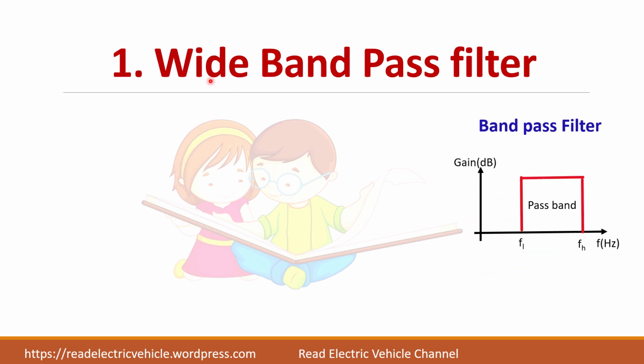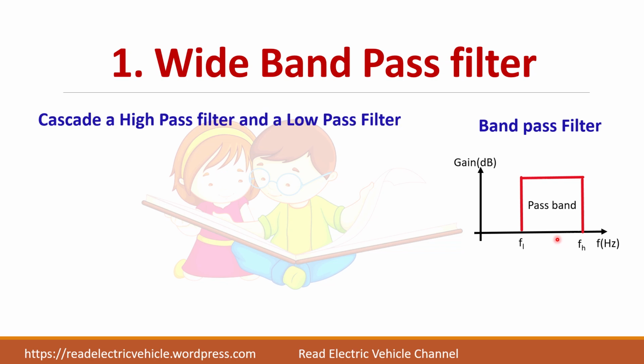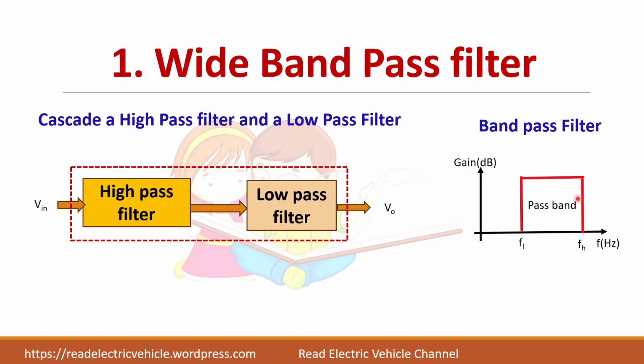Let us see about the wide bandpass filter. The bandpass filter will not allow low frequency components less than the lower cutoff frequency. Similarly, it will not allow higher frequency components above the upper cutoff frequency. So only a band of frequencies, or a range of frequencies alone, is allowed. This wide bandpass filter can be easily designed by cascading a high pass filter and a low pass filter. What we want is to block the low frequency components.